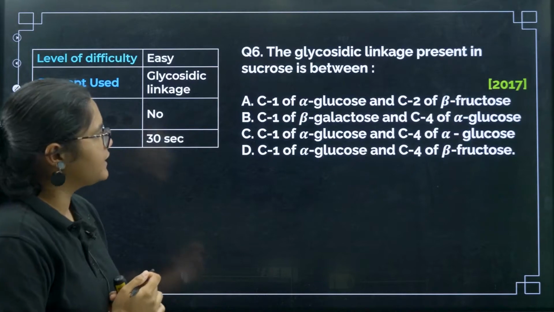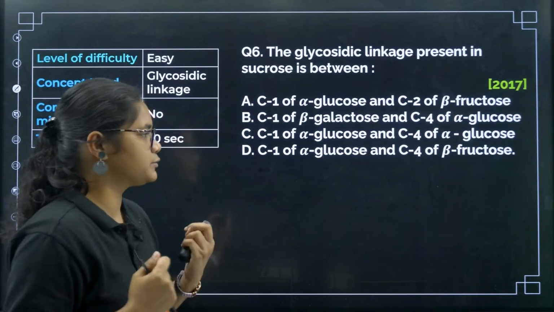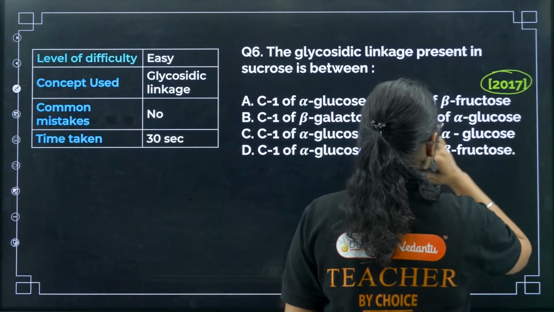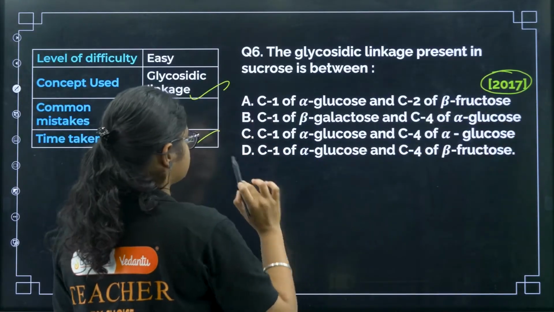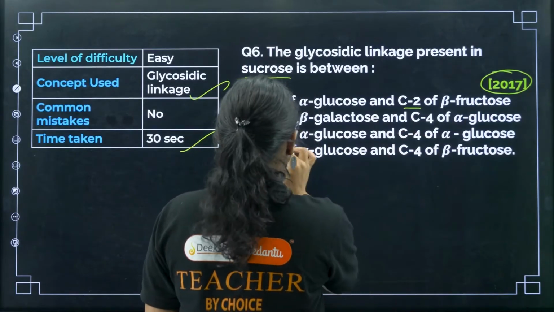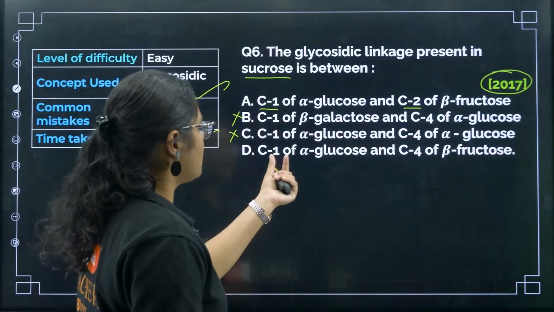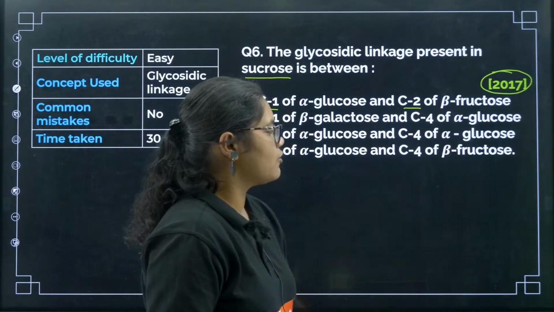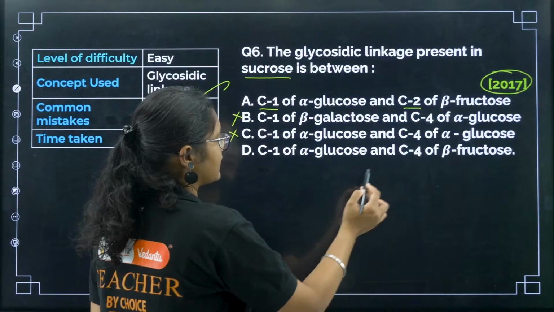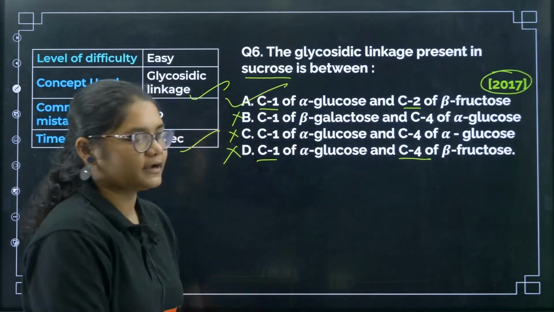Next question, glycosidic linkage present in sucrose. Okay, so there are so many glycosidic linkage questions. This question was asked in 2017. This is also a super easy question. So in sucrose, just now we discussed C1 and C2, right? So we can eliminate the C1-C4 options. Okay, C1 of alpha-glucose and C4 of beta-fructose, that is also wrong because we have C4. This is also wrong. Option A is the correct answer.